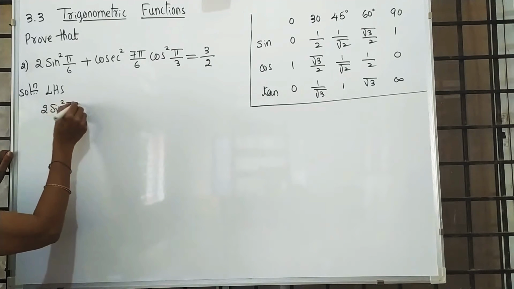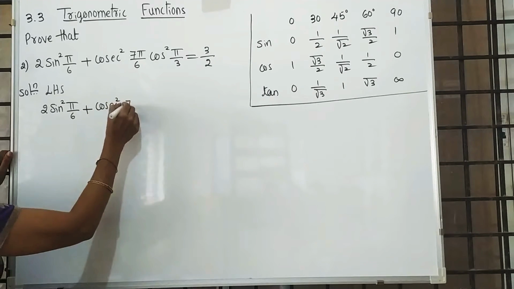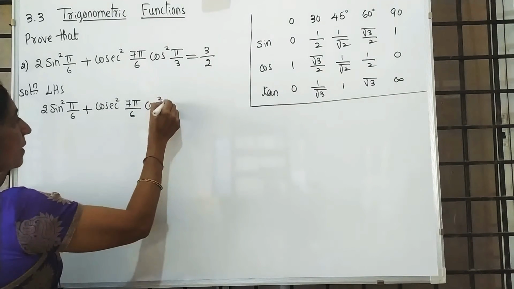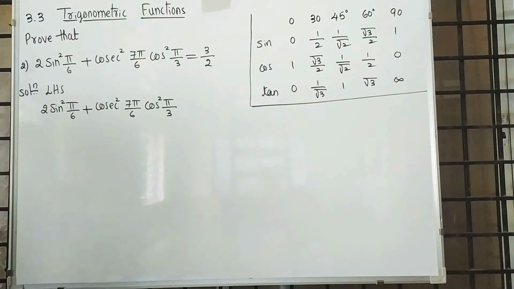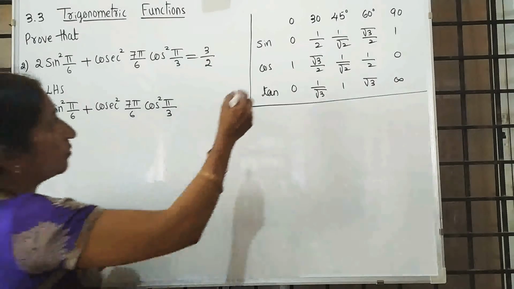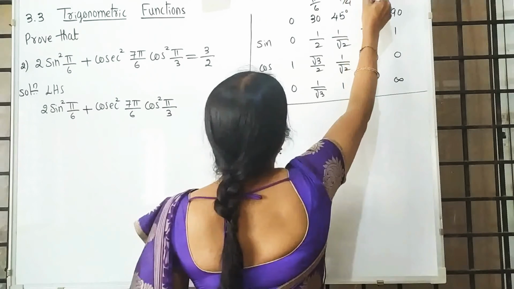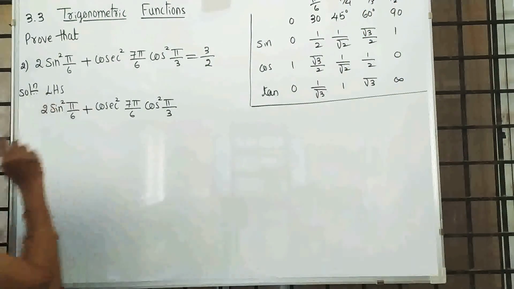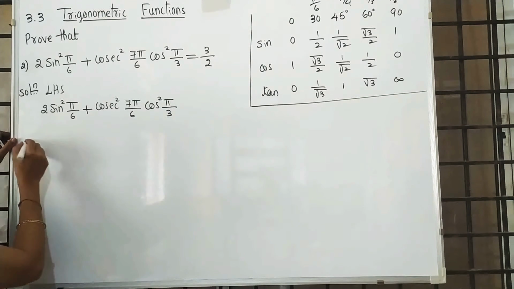2 into sin square pi by 6 plus cosecant square 7 pi by 6 into cos square pi by 3. See, from the table which values can you write? Sin pi by 6 we can write. On the top, radians: pi by 6, pi by 4, pi by 3, pi by 2. See the table and tell me what is sin pi by 6. Sin pi by 6 is 1 by 2.